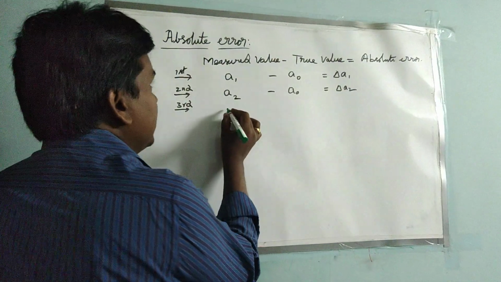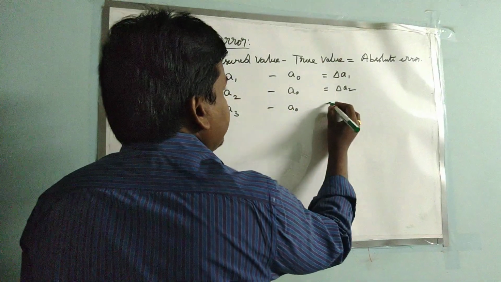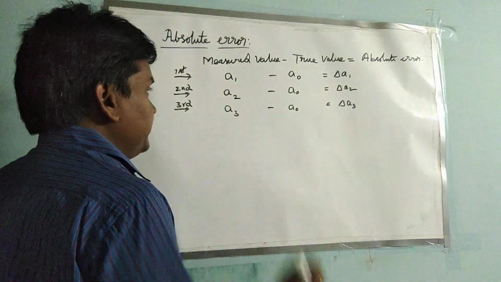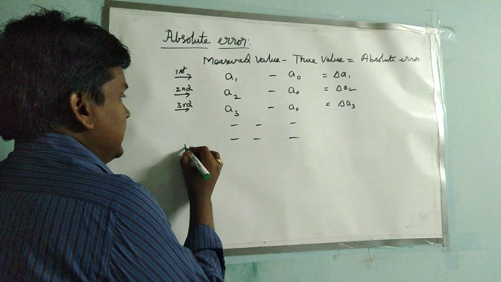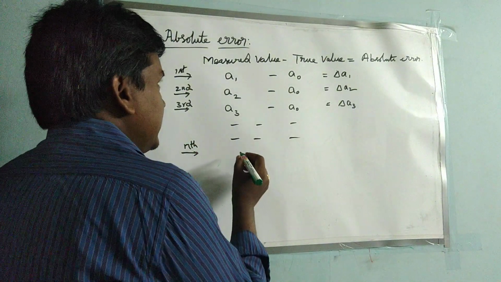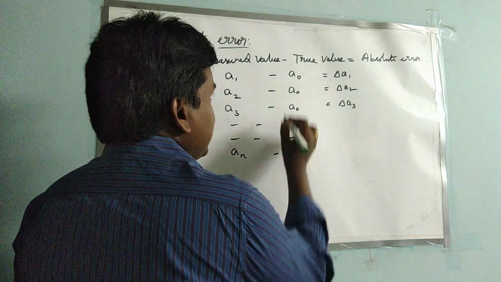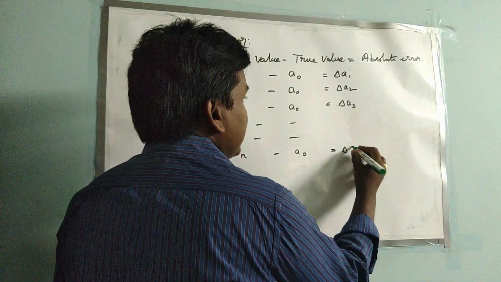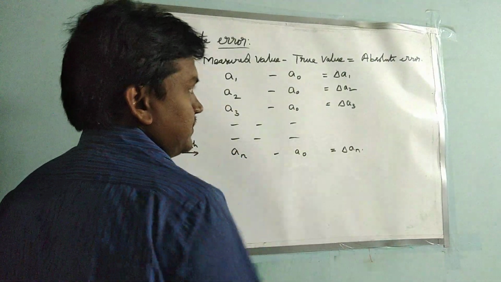In the third trial the measured value is A3, true value is A0 and here the absolute error is delta A3. So like that I made some trials up to the nth trial. In that nth trial the measured value is AN and minus true value is A0, so it gives delta AN. So these all are absolute errors.